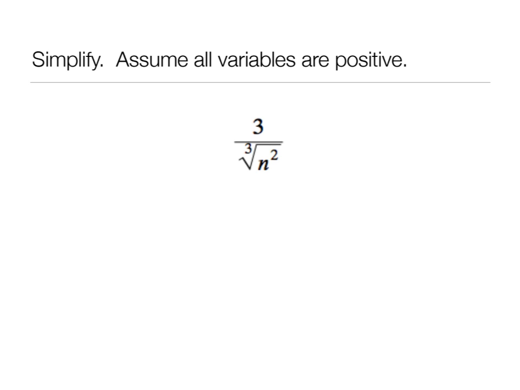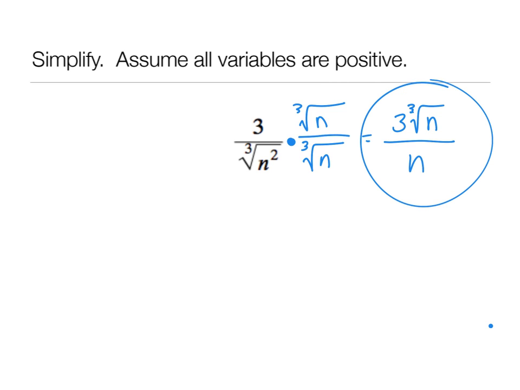Now, we should be able to do the same with variables. In this case, we're going to assume all variables are positive so that we don't need to worry about absolute values. So I have 2 n's. I need to multiply by the cube root of n because I need 3 of them. So this becomes 3 cube root of n over n. That is my answer.